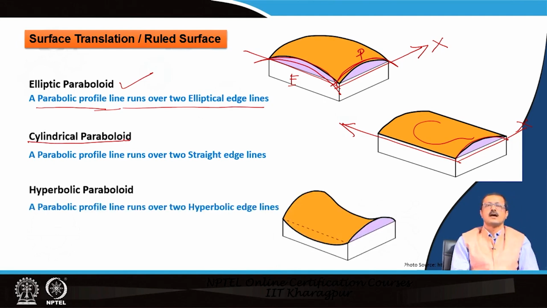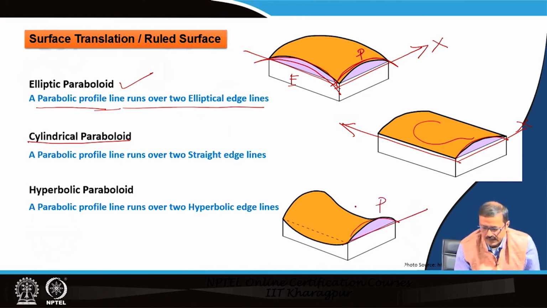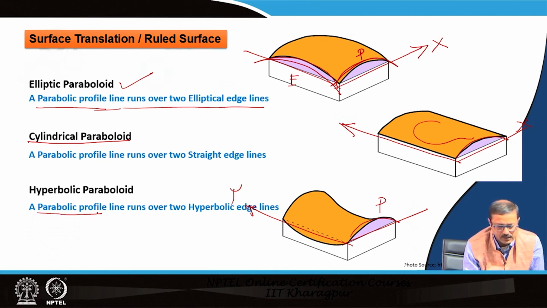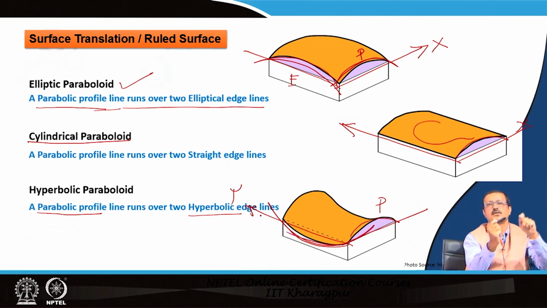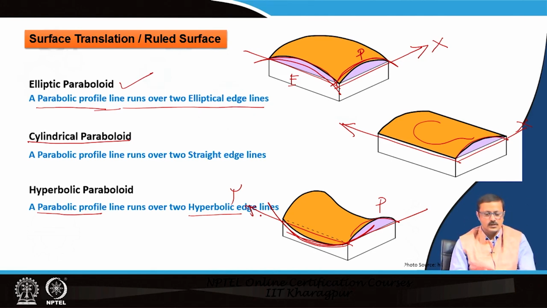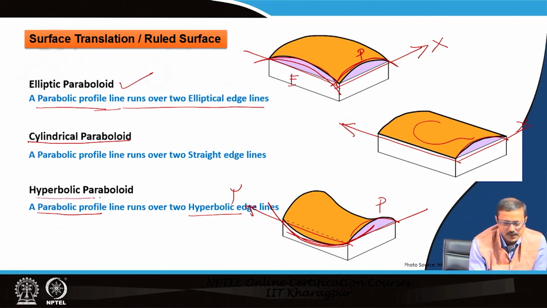You can even go for the hyperbolic paraboloid. In the x axis, the same parabola, but in the y axis a parabolic profile runs over the hyperbolic edge. This is a hyperbolic edge. So, it runs like this, goes down and again goes up. So, you will create a kind of saddle surface. So, you will create a hyperbolic paraboloid.